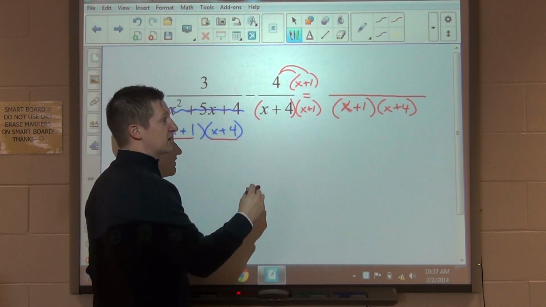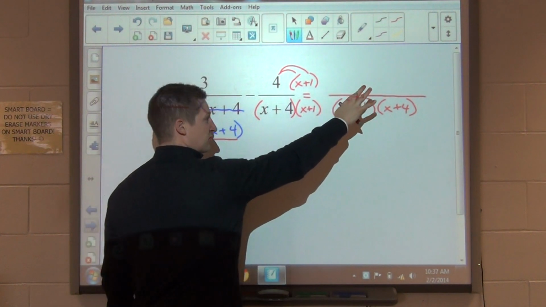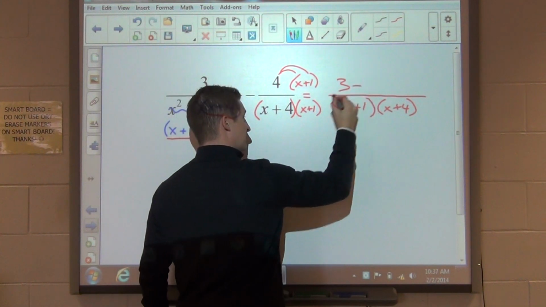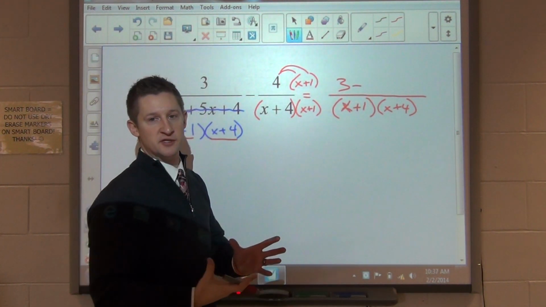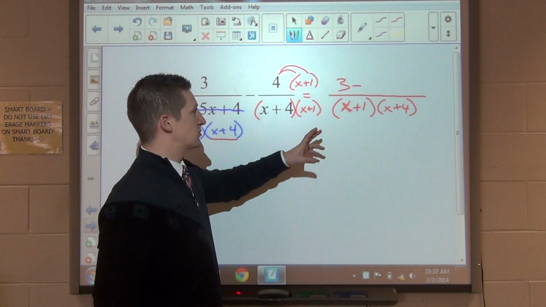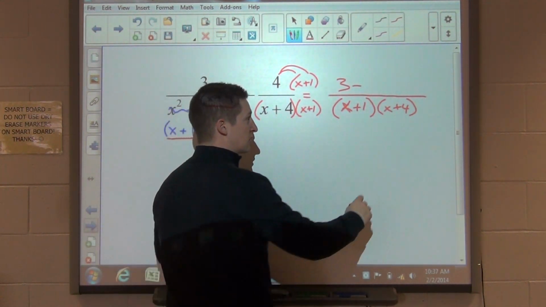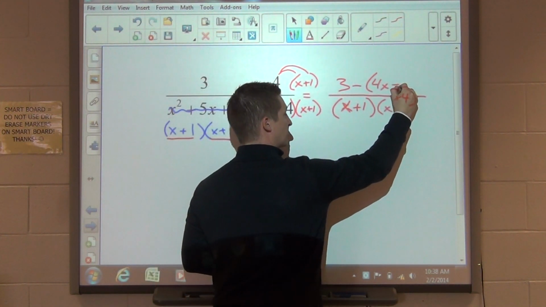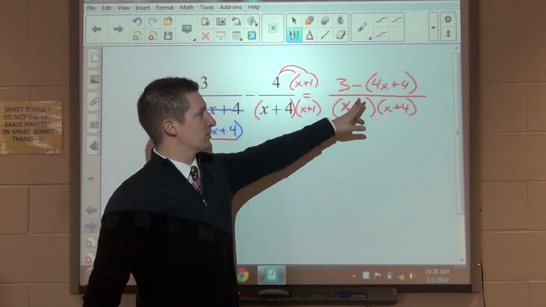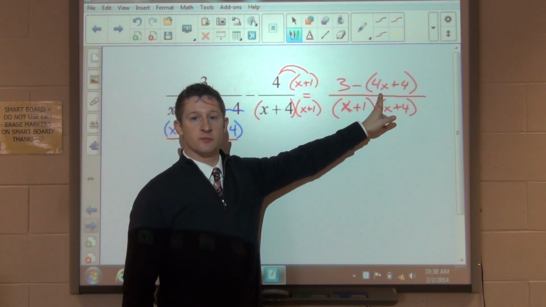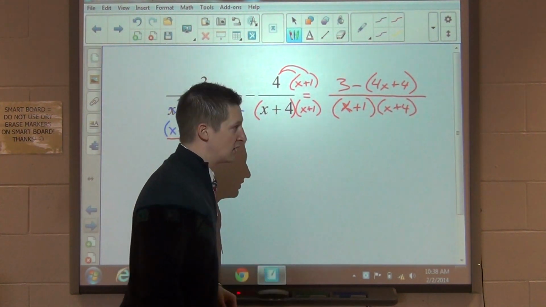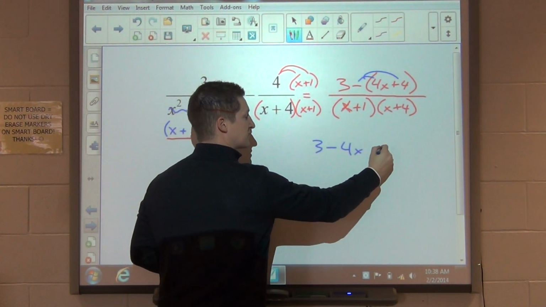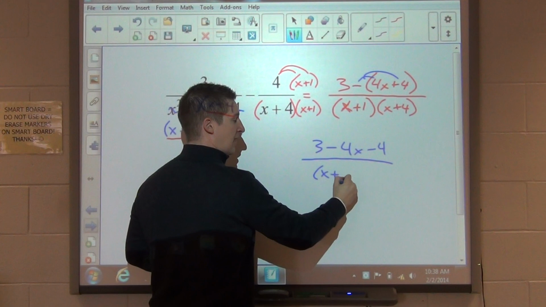Now be careful here because, again, this is subtraction. So when I write this over here on the right above my common denominator, I'm going to write 3, which didn't change, minus, and then I'm going to write the next expression in parentheses to remind myself that I am subtracting not just one, but two terms. So in parentheses, 4 times x, which is 4x, and 4 times 1, which is 4. Having it in parentheses reminds me that I'm not just subtracting the first term, but I'm also subtracting the second term. I will distribute the negative sign to do that, which will give me 3 minus 4x minus 4, all over my common denominator still.